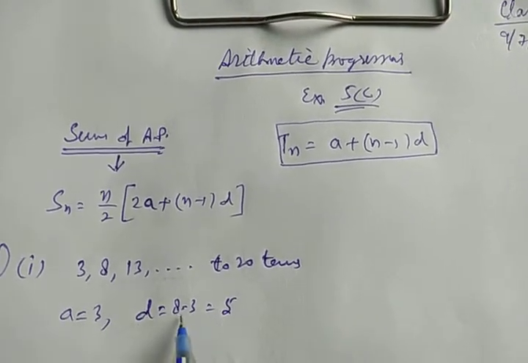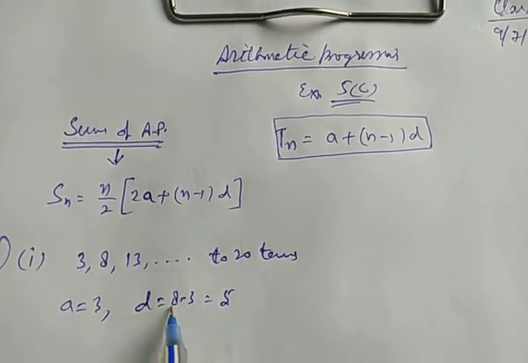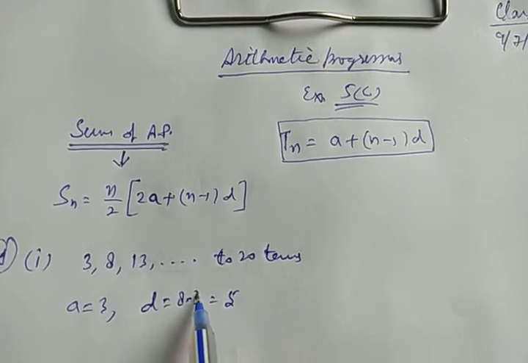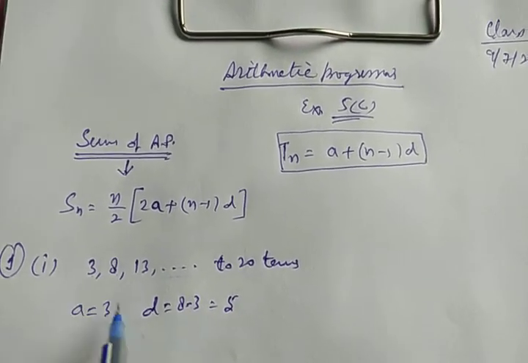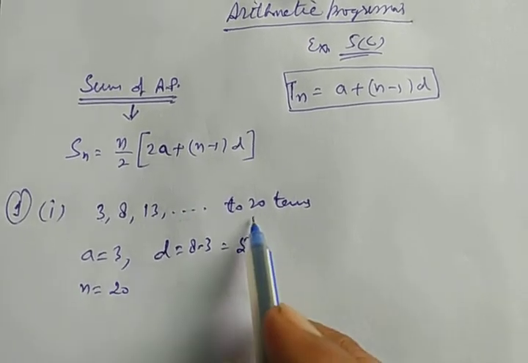You will have to show the working, means you are subtracting the first term from the second, T2 minus T1, or T3 minus T2, whatever you want to do. Simply take the first two terms, T2 minus T1. And n is equal to 20 because 20 terms are to be added.